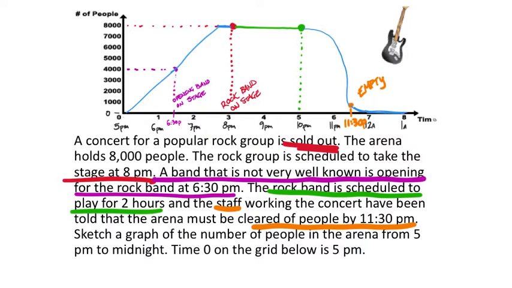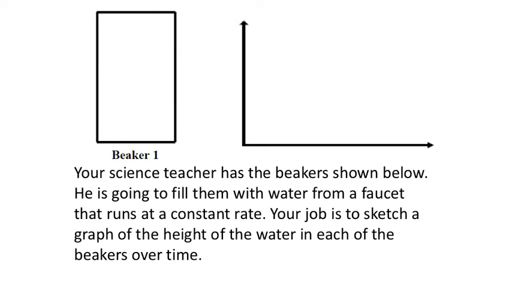There you go. So on this one, we've got a science teacher. He's got this beaker right here. You're going to fill it with water from a faucet at a constant rate. Well, that's very nice of him. The job is to sketch the graph of the height of water in each of the beakers over time. Let's just start with this one.